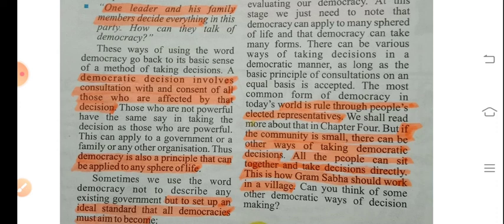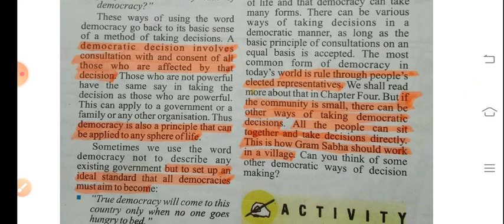Those who are powerful have the same say in taking the decision as those who are not powerful. This can apply to a government or a family or any other organization. And thus democracy is also a principle that can be applied to any sphere of life.